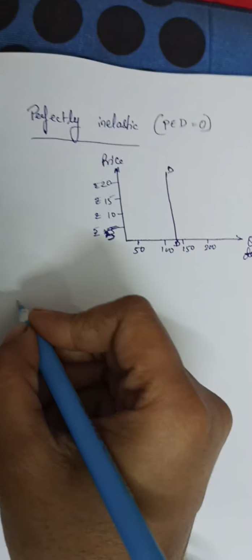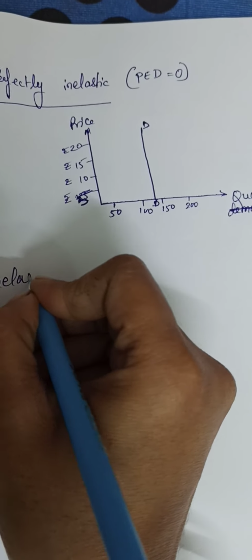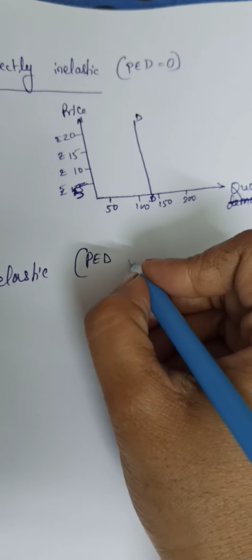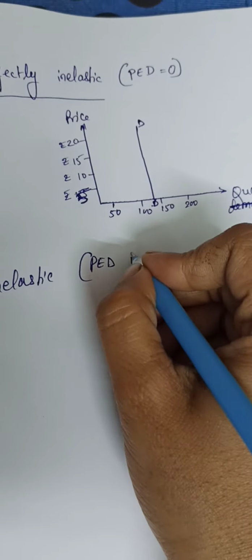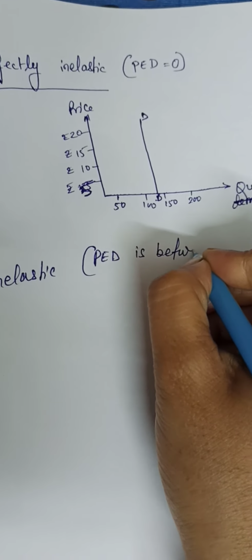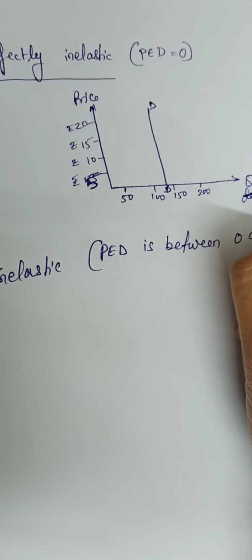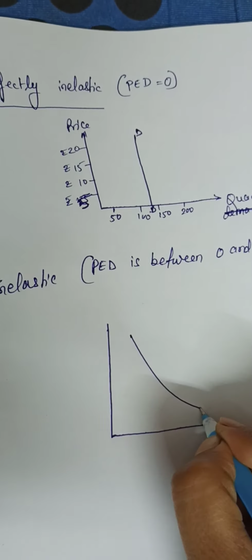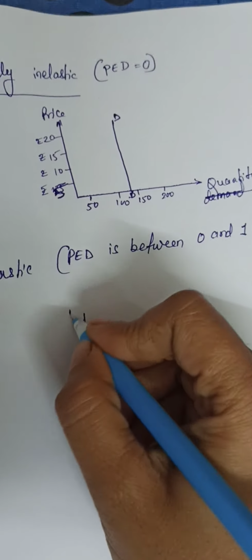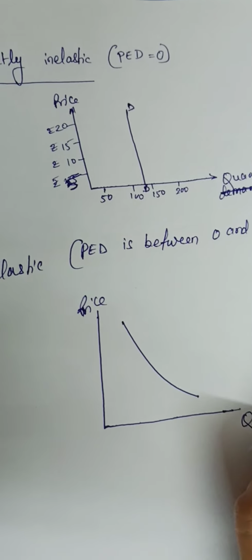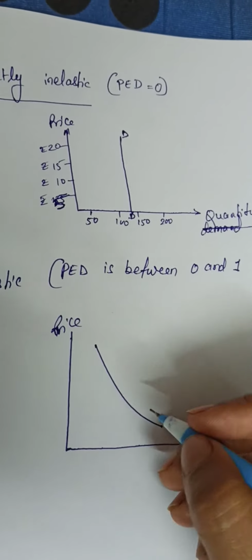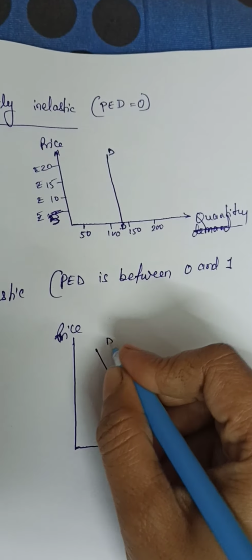Now the next one is inelastic. Here PED is between 0 and 1. Here the demand curve is in this way. Again, this is the price side and this is the quantity side. This axis is the quantity, this axis is the price, and this one is your demand DD.